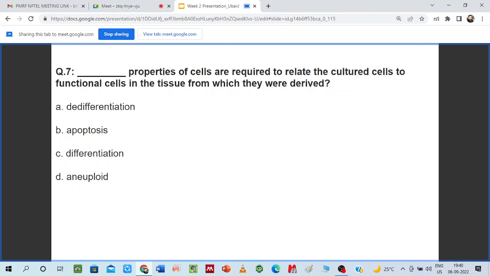The next question is: dash properties of cells are required to relate the cultured cells to functional cells in the tissue from which they are derived. So what are the properties required so that the cultured cells are functional? Dedifferentiation, apoptosis, differentiation, or aneuploid. Some of you answered B, apoptosis. Why would we need to apoptose the cells?